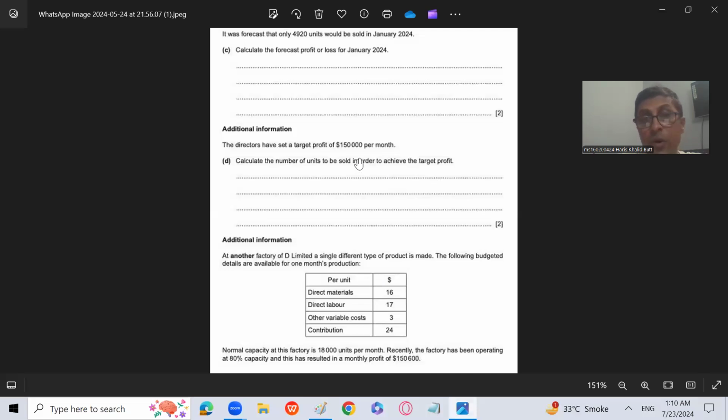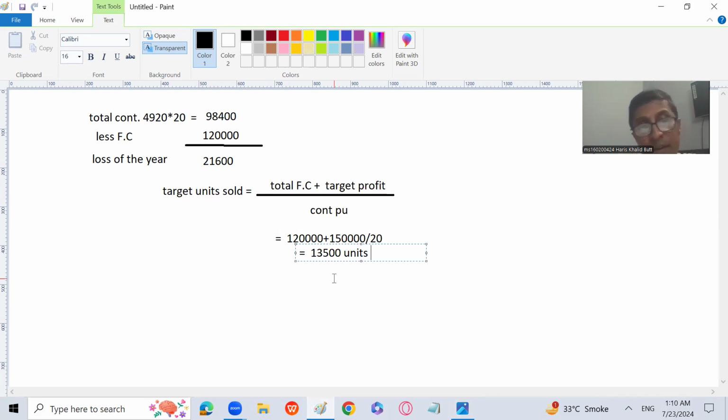So if we want to achieve a target profit of 1,50,000, which is given right now, then we have to sell at least 13,500 units so that we will achieve a target profit of 1,50,000 and we will be able to cover the fixed cost also of 1,20,000. Or you may say that contribution will cover 1,20,000 of fixed cost along with the target profit of 1,50,000. It will give us 1,50,000 target profit along with the total coverage of fixed cost. 13,500 units. You know that at 4,920 units, we'll be having a loss.